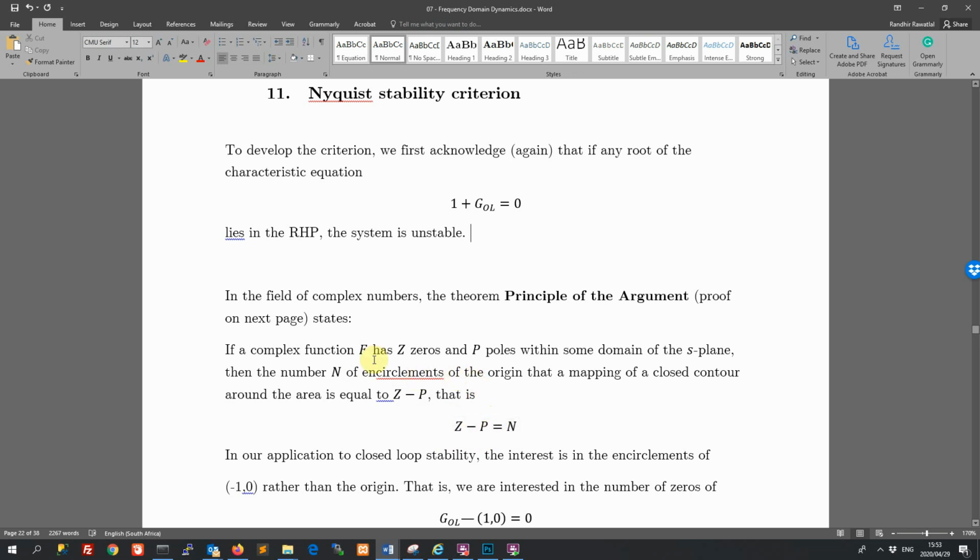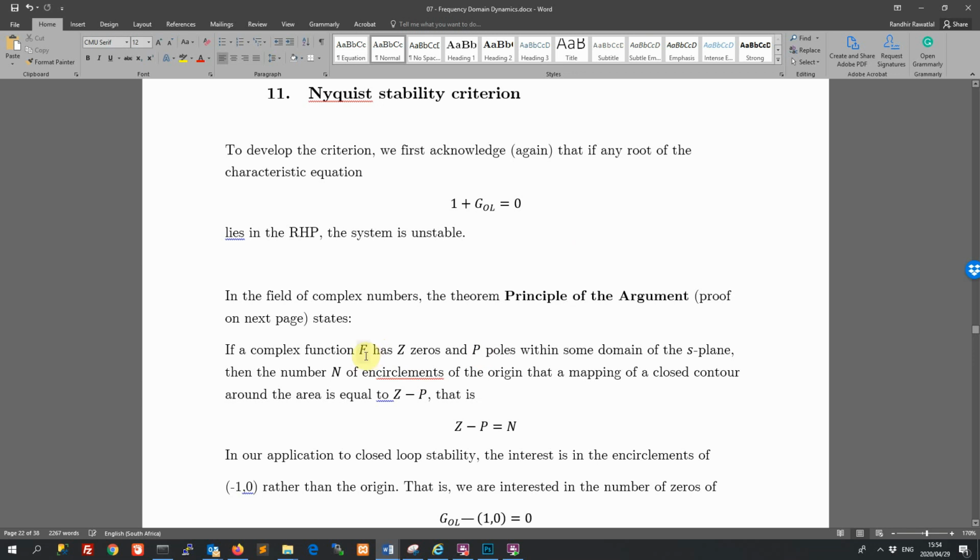So the number of encirclements of the origin for function f can be deduced by taking s and having that encircle the region of interest. So if we want to know how many zeros and poles in some domain of S, so if you imagine in the S-plane some boundary, so inside that boundary, how many zeros or poles are there? Well, you just encircle that boundary. You just let S vary over that whole boundary, and you apply all those S values in f.